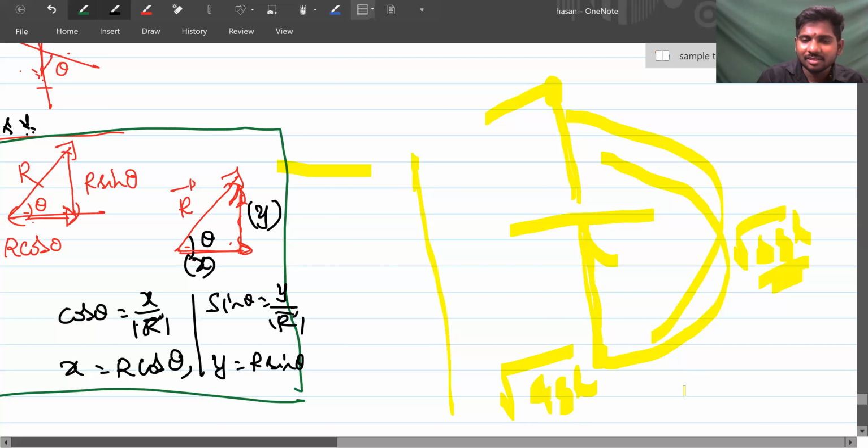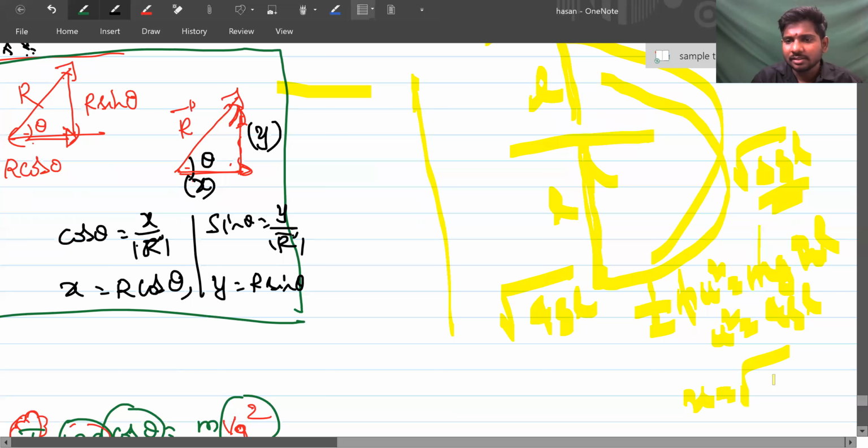Root 4 GL, because here half m u square is equal to the change in potential energy. The kinetic energy is entirely converted into potential energy, mg into h, right? What is that h? 2L here. So m gets cancelled, and u square will become 4GL, right? So u will become root 4GL.